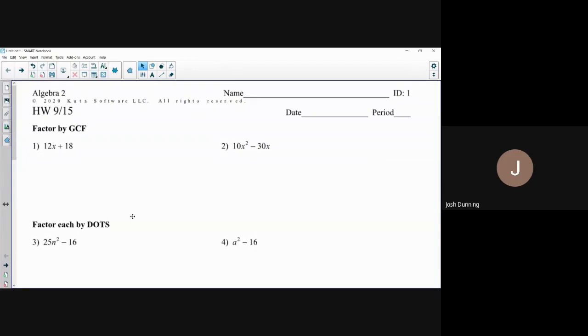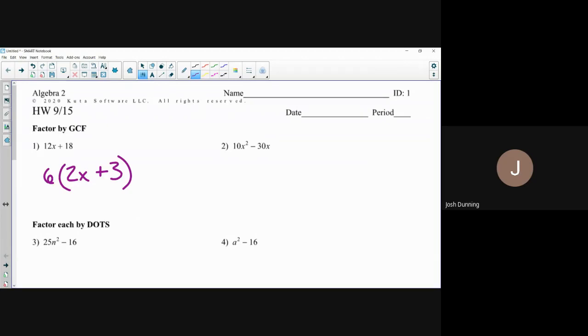All right, number one. Now I can divide both the 12 and the 18 by 6. So 6 is my GCF. And 12 divided by 6 is 2, bring the x down. 18 divided by 6 is 3.